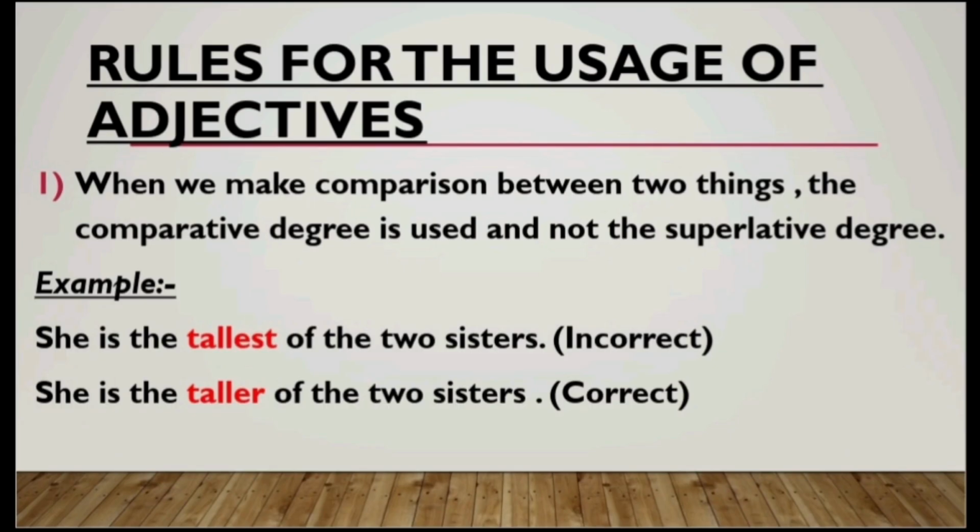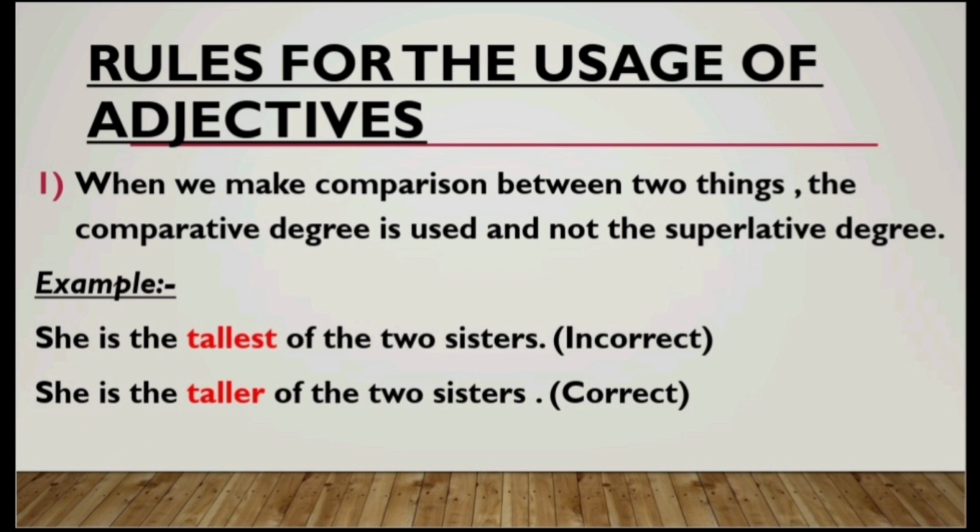Rules for the usage of adjectives. Rule number 1 is when we make comparison between two things, the comparative degree is used and not the superlative degree. So, rule number 1 states that when we are comparing two things, two nouns, we use the comparative degree, we do not use the superlative degree.